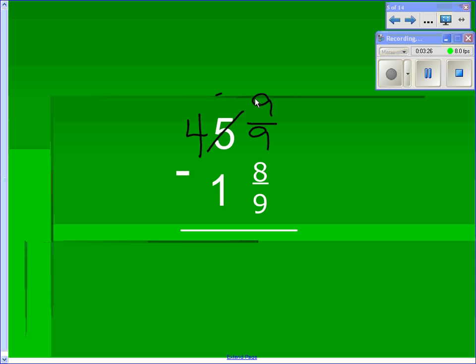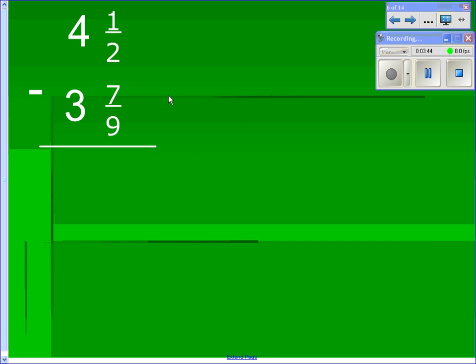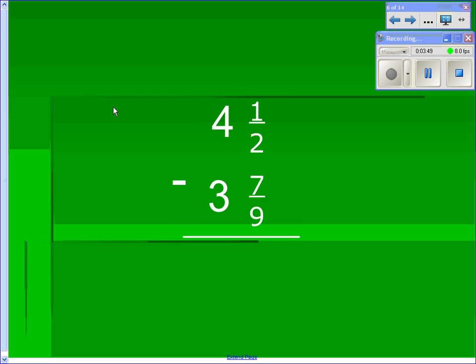And when we subtract, 9 minus 8 is 1. Keep the denominator of 9. 4 minus 1 is 3. Remember to always show that you're canceling out the whole number that is there because you're changing it to the fraction that you need. Okay? Let's do one more together, and then you're going to try some on your own. You have 4 1/2 minus 3 and 7/9.